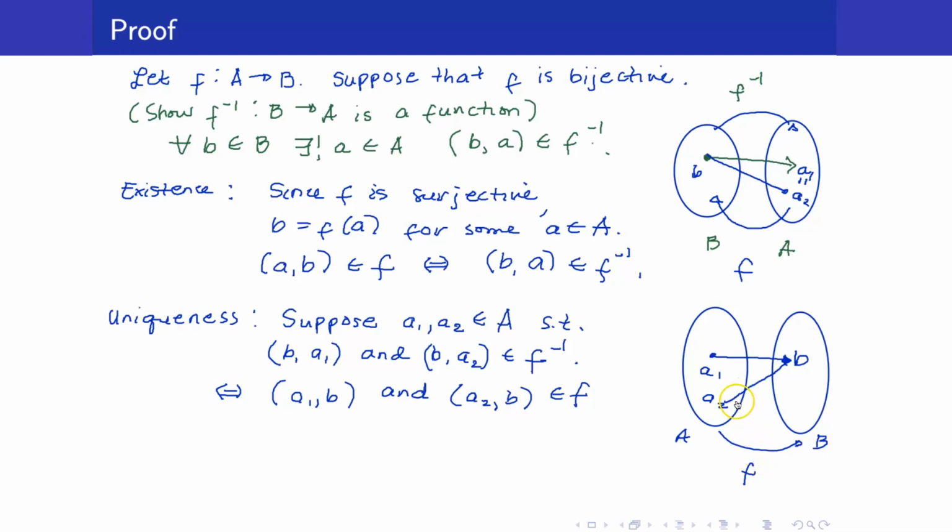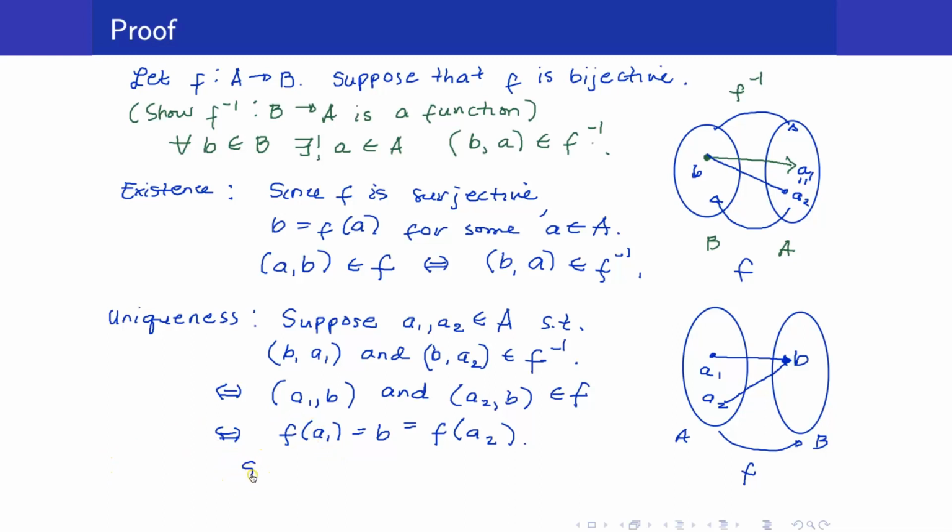But what do we know about F? F is injective. Let me just write it another way. This means that F of A1 is equal to B, and this is also the same as F of A2. What do we know about F? F is injective. So this cannot happen, correct, if they are different. Remember that for F to be injective, if two images are equal, then the pre-images must be the same.